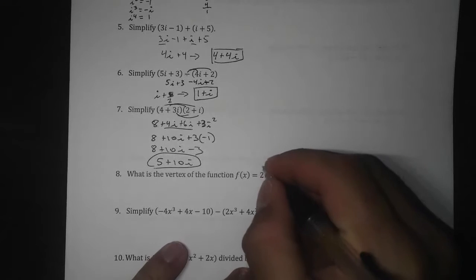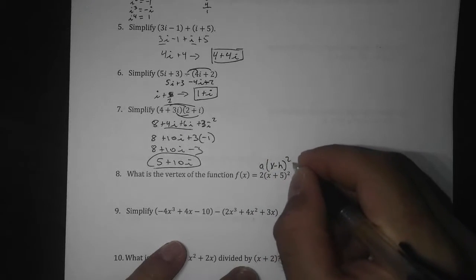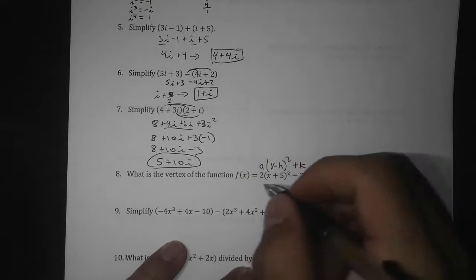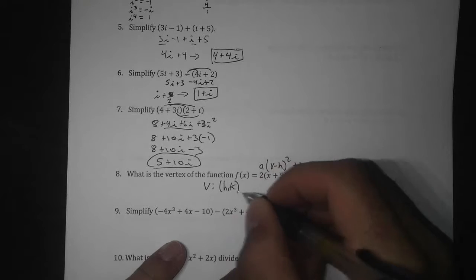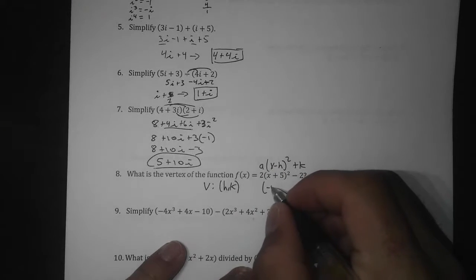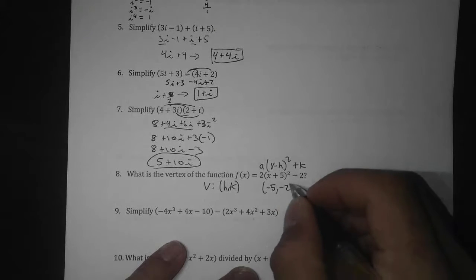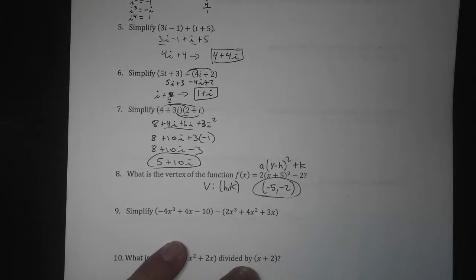Vertex form. So you have to remember that this is in the form of a times x minus h squared plus k, and the vertex is (h, k). Therefore, h in this case is negative 5, and k is negative 2. So this is my vertex.